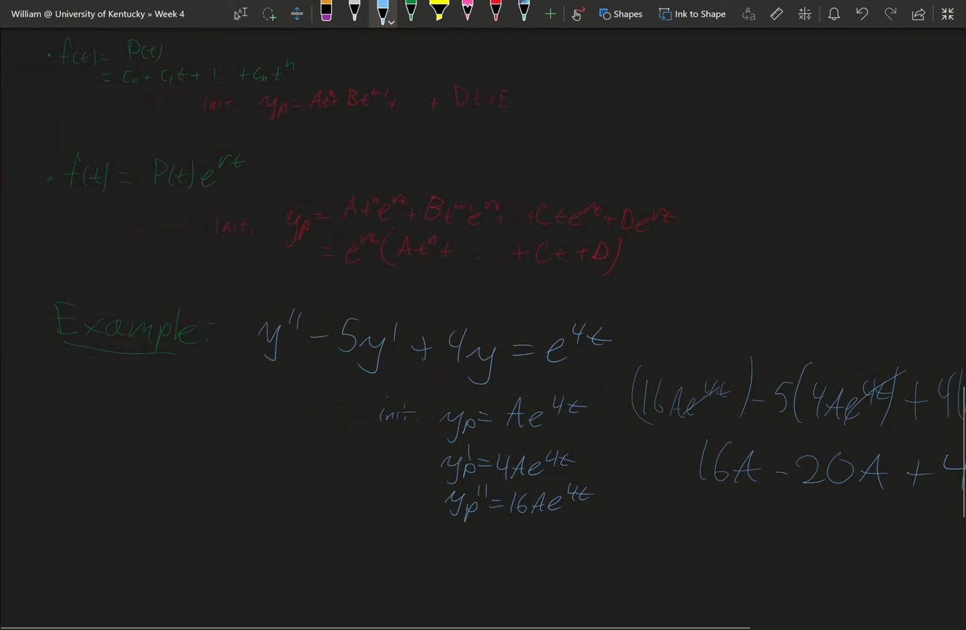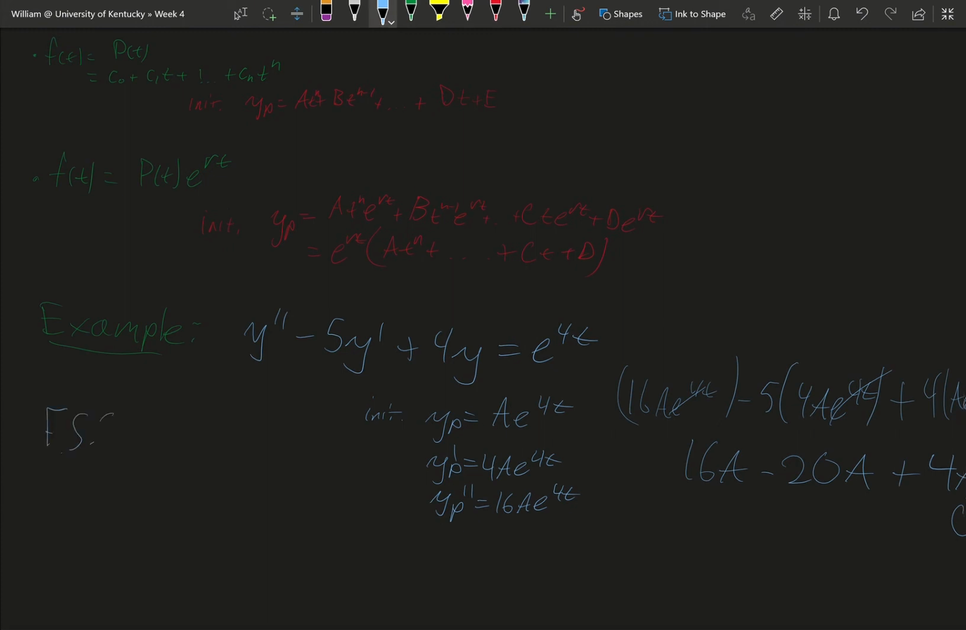Okay, so here's what's going on here. If we look at the fundamental set of solutions, r squared minus 5r plus 4 equals 0, we can factor that as r minus 1 and r minus 4, and we get our fundamental set of solutions, e to the t and e to the 4t. Right? So this is our problem here. Our guess is actually part of the fundamental set of solutions.